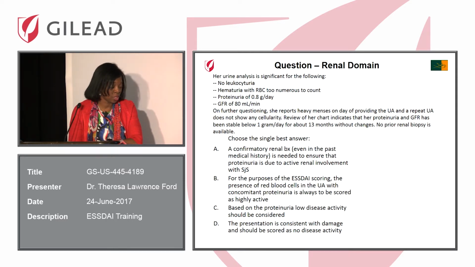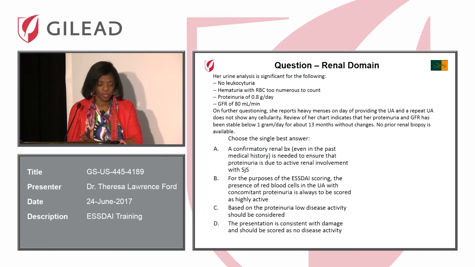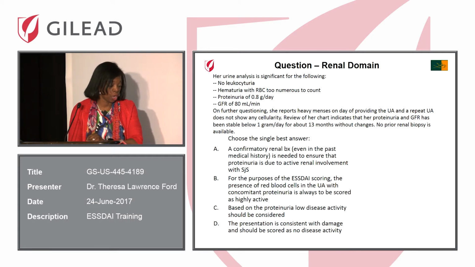She has no white cells in her urine. She has hematuria with red blood cells that are too numerous to count. Her proteinuria is 0.8 grams per day, and her GFR is 80 cc's per minute. On further questioning, she reports that she had heavy menses on the day of providing the urinalysis, and a repeat UA does not show any cellularity. We look at her chart, and it indicates that the proteinuria and the GFR have been stable below 1 gram a day for about 13 months, no changes. And she hasn't had a renal biopsy, so none is available.